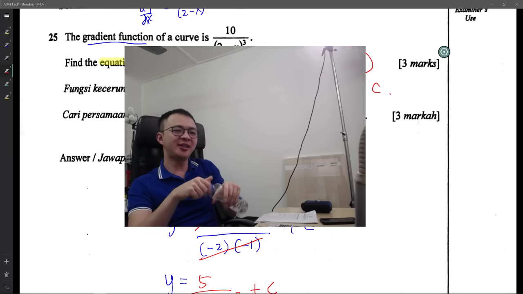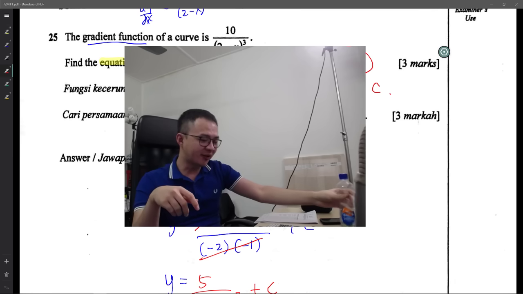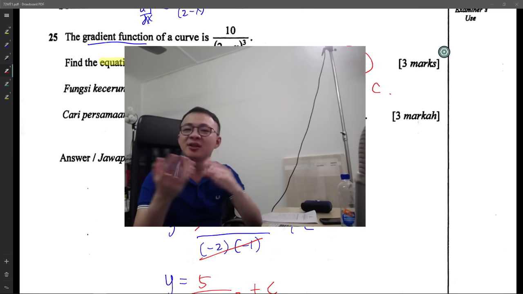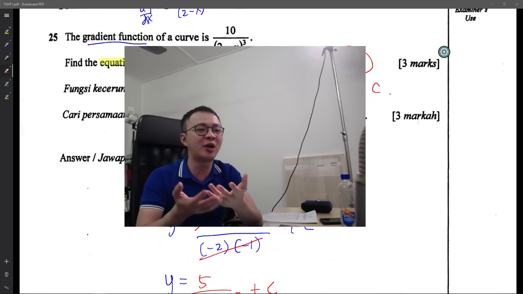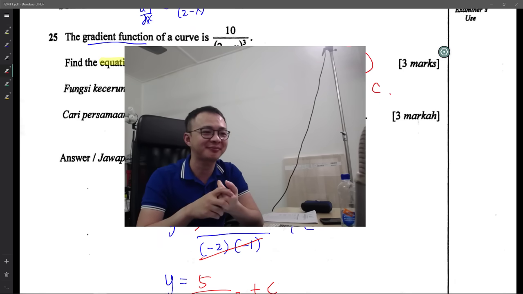If you integrate dy/dx, because the gradient function already is the dy/dx, you integrate dy/dx, you actually straight away get y. This is the reason why you need to integrate your gradient function.